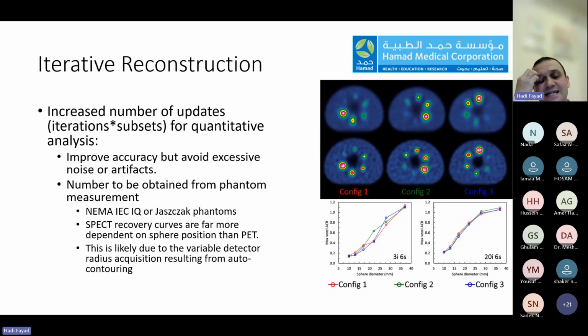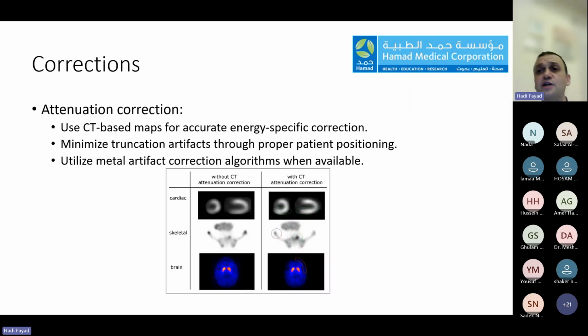Because usually in SPECT, this is due to the variable detector radius acquisition, which results from the auto-contouring. There are different corrections we usually need to apply, especially to obtain, at the end, a quantitative SPECT/CT: all the possible corrections. For example, attenuation correction, especially if you are doing SPECT/CT, use the CT-based map for accurate energy-specific correction, and minimize the truncation artifact while positioning the patient. If you have any algorithm for metal artifact correction, use it. It will be important, especially with patients with implants that directly affect the acquisition scans.